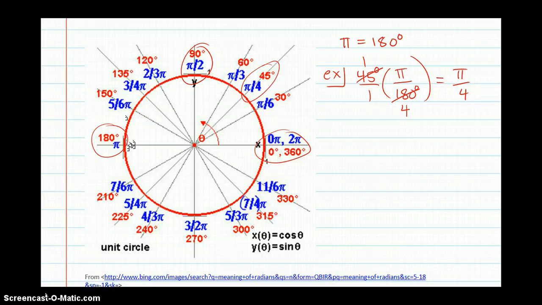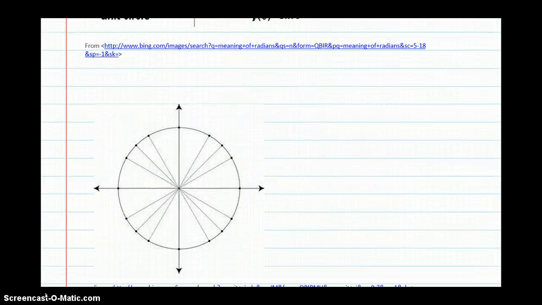Which brings me to my next picture. Let me scroll down. Here's an empty unit circle. So let's rewrite what we said. This is pi. This one right here, we just learned, was pi over 4. Makes sense because half of pi is pi over 2, and half of that is pi over 4, which we saw was 45 degrees.